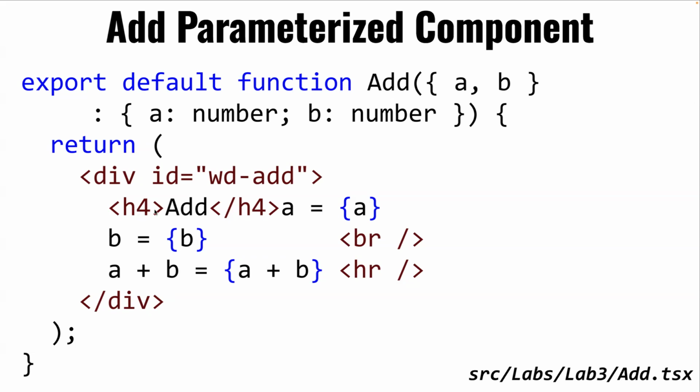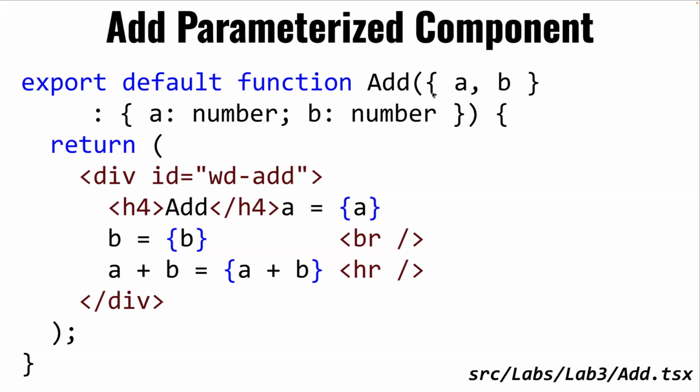So for instance, this one simply displays a header of add, displays the value of A and B, and then displays the arithmetic addition of A and B, and you pass them in as arguments. Now notice the syntax here, that we are using curly brackets as part of the parameter list.